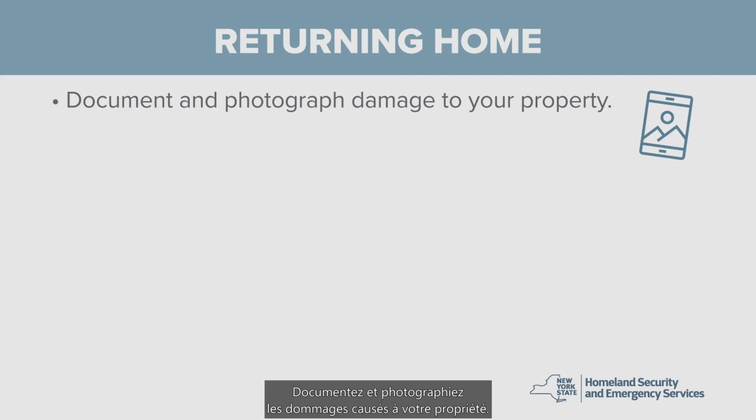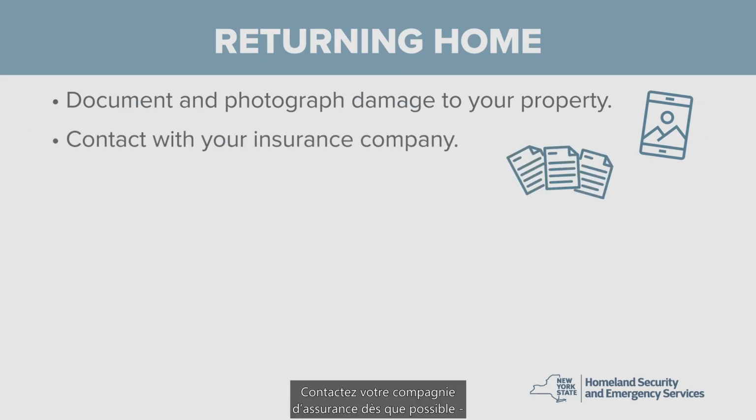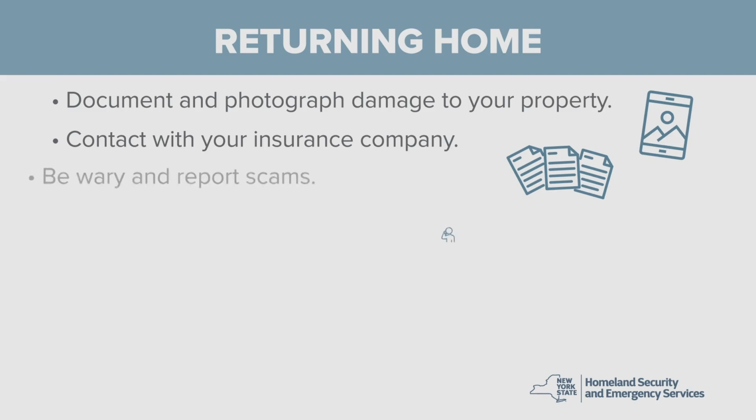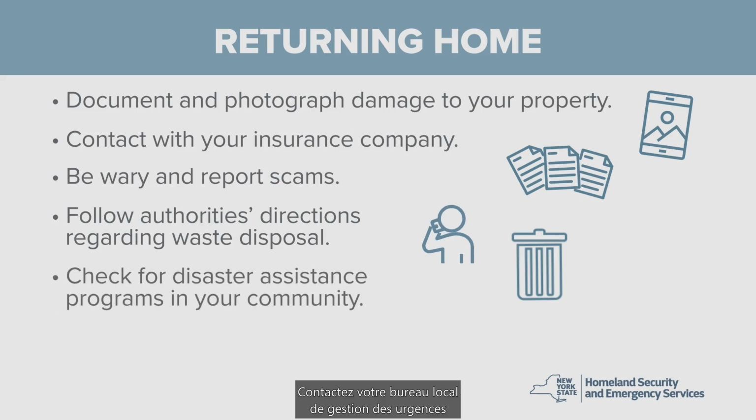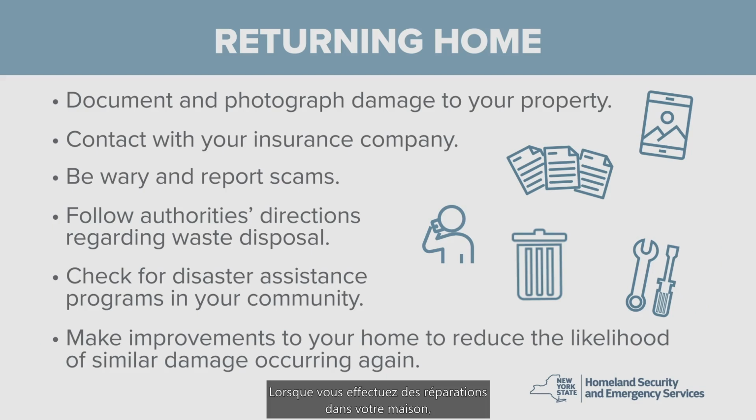Document and photograph damage to your property. Contact your insurance company as soon as possible. There may be a wait list for inspection of damages and repair estimates. Be wary of fly-by-night contractors and report any scams. Local authorities will provide instructions on disposal procedures, including food, household waste, and debris. Contact your local emergency management office to determine if there are disaster assistance programs in your community. And pay close attention to any program requirements and documentation. When making repairs to your home, consider improvements that will reduce the likelihood of similar damage happening again.